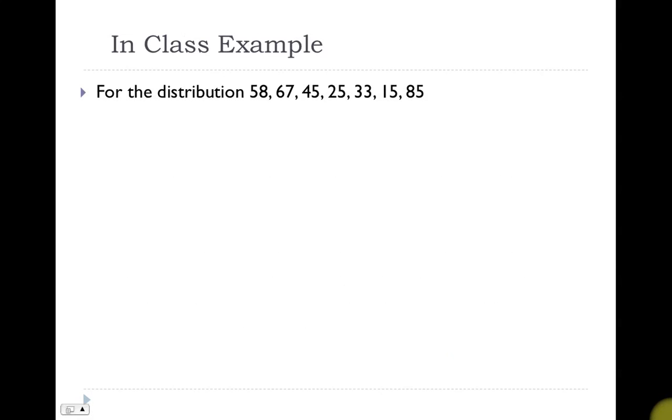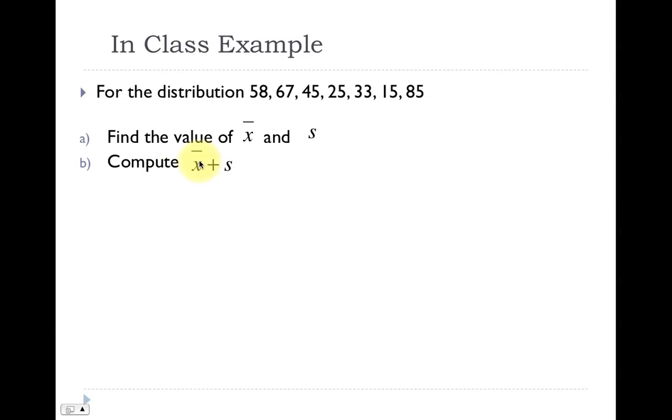Okay, we're going to look at a distribution: 58, 67, 54, 25, 33, 15, and 85. We're going to find the value of x bar, which is the sample mean, which hints that these data values represent a sample, and s, the sample standard deviation. And we're going to quickly do this on the calculator using one variable statistics.